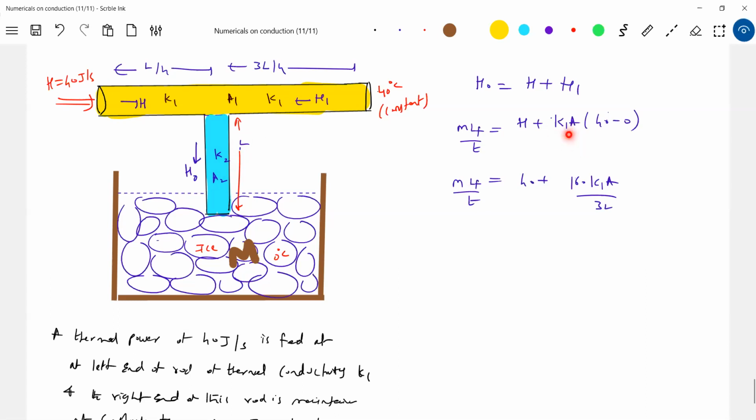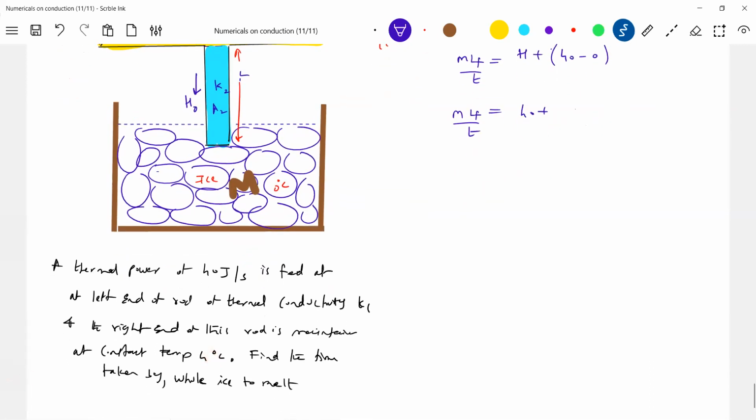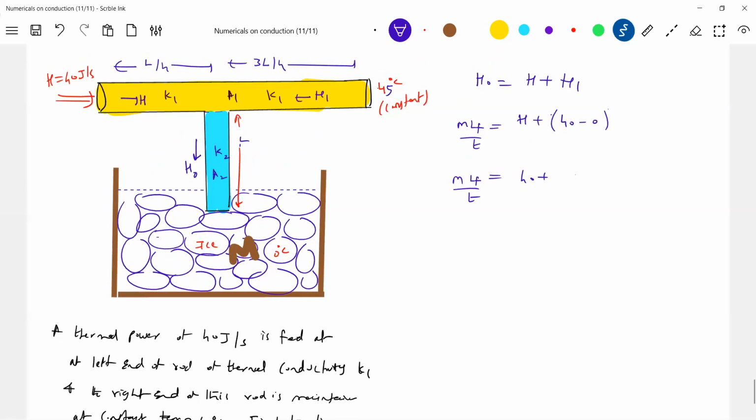I think I have to do a correction here. Again, the series-parallel idea, we are forgetting. So what is H1? H1 should be 40 minus 0, over the effective resistance. What is the effective resistance? I should add up these two. The length of this rod is 3L by 4, so 3L by 4K1A, plus the length of this rod L by K2A.